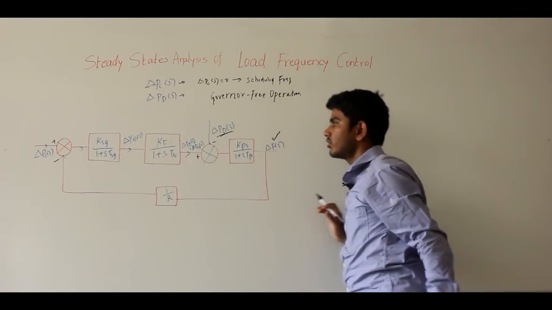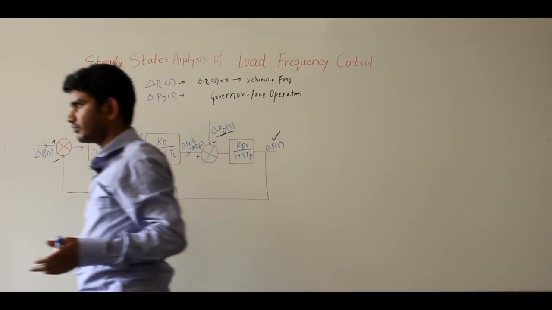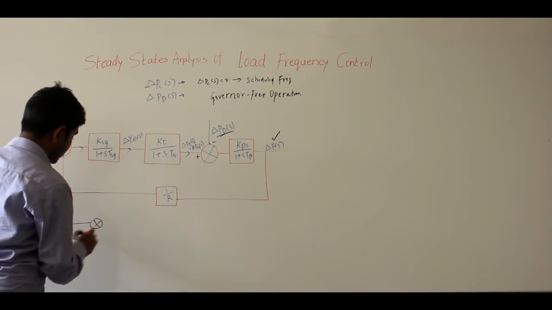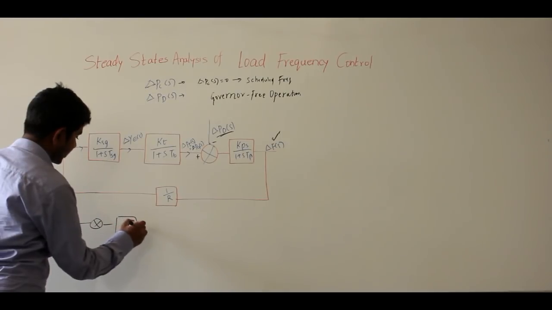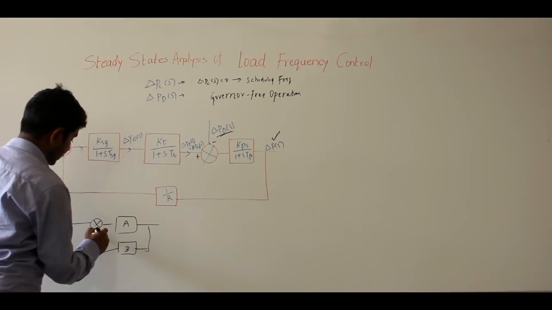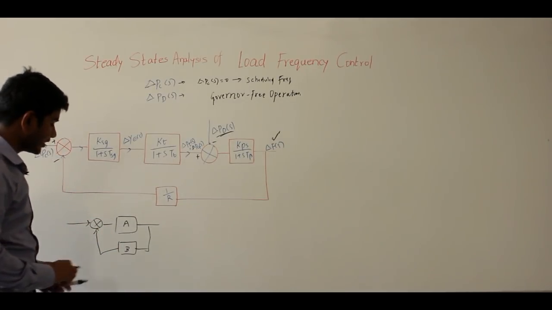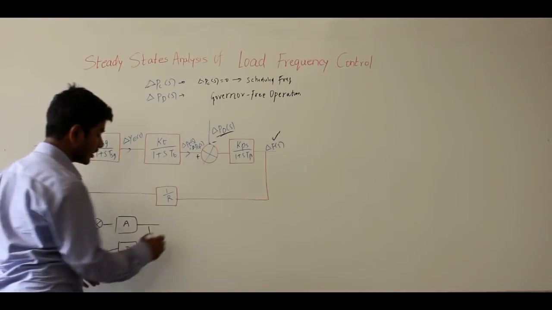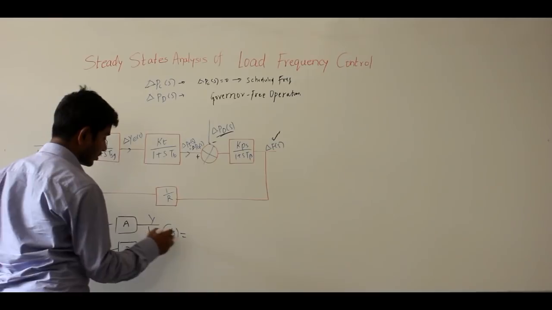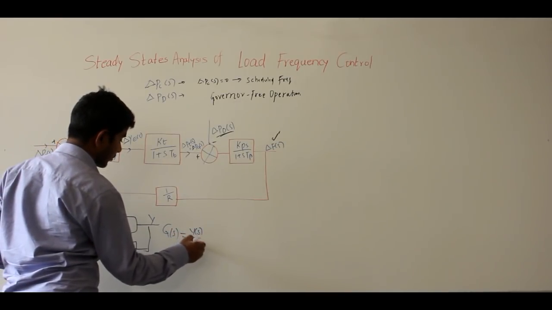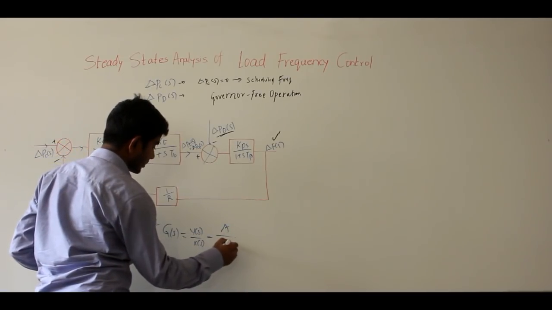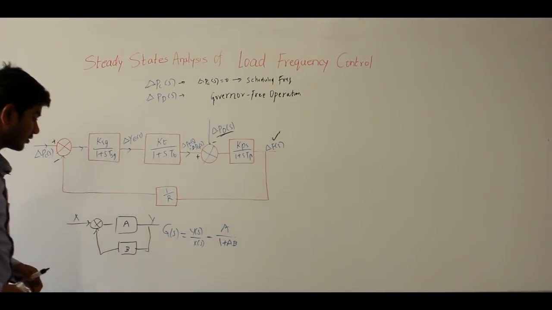Now if you have studied control systems, you have a summer here and there is a block here. Let me say this is A, and there is an output, and let me say there is a B here, the feedback gain, and this is going again back to the summer. To determine the transfer function, let me say G of S is the transfer function, x is the input and y is the output. Then Y of s upon X of s will be equal to A upon 1 plus AB. So this is the transfer function you can find.